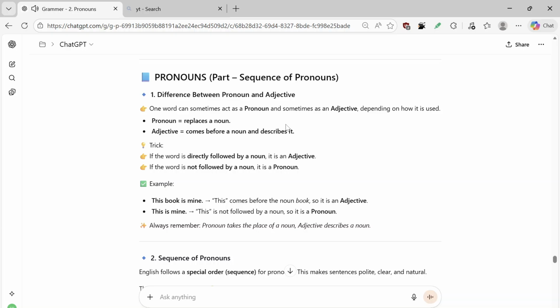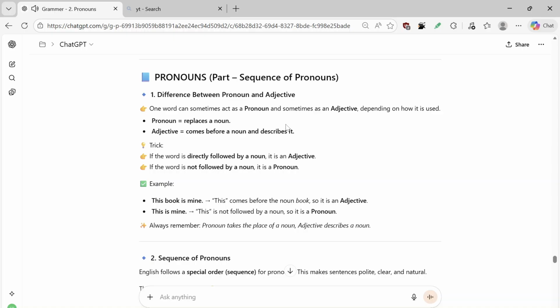Pronouns part, sequence of pronouns. 1, difference between pronoun and adjective. One word can sometimes act as a pronoun and sometimes as an adjective, depending on how it is used. Pronoun equals replaces a noun. Adjective equals comes before a noun and describes it. Trick: if the word is directly followed by a noun, it is an adjective. If the word is not followed by a noun, it is a pronoun.